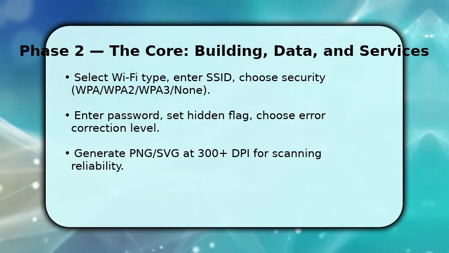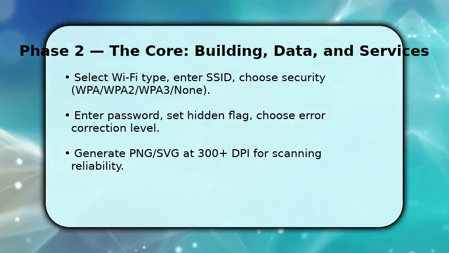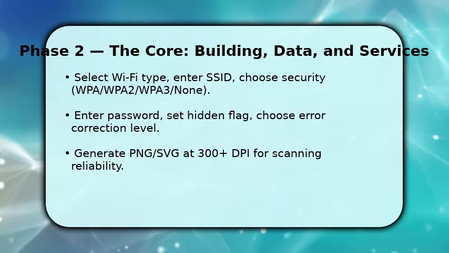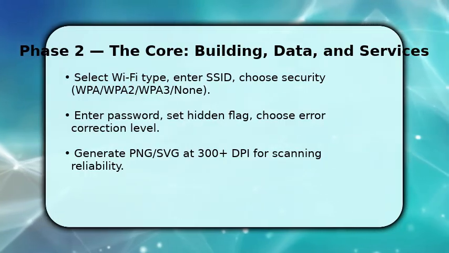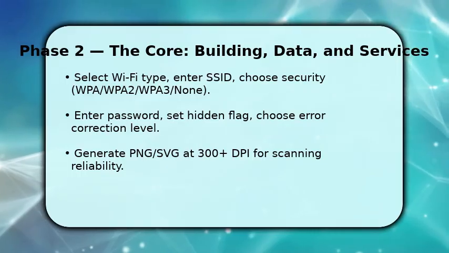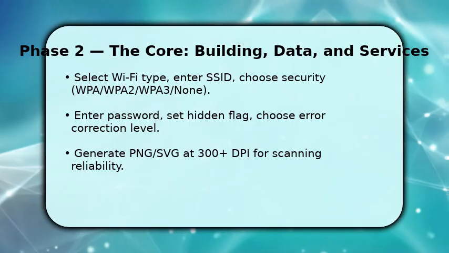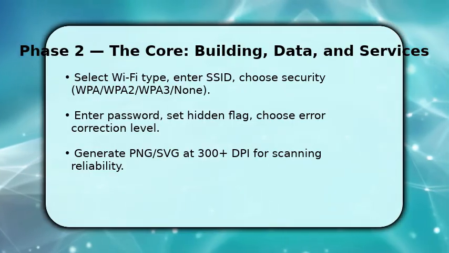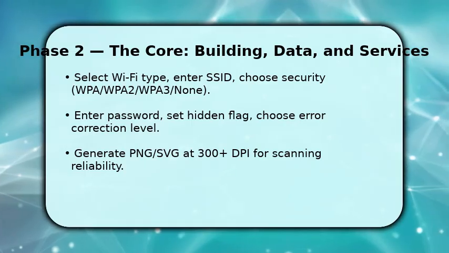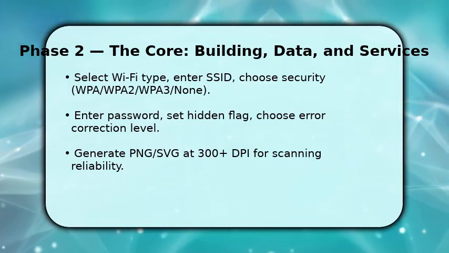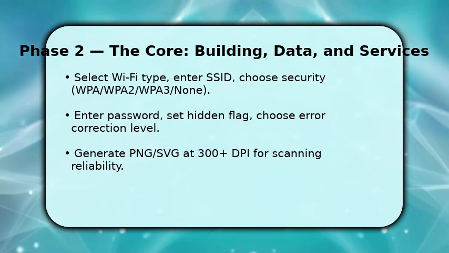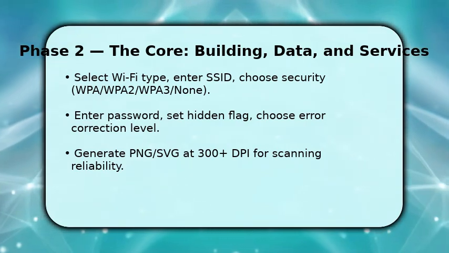You enter the password and set the security type, WPA2 for most networks, and mark hidden if the SSID is not broadcast. Then select a high error correction level and a 300 plus DPI output or vector SVG so scanners read it from a distance. Finally, click Generate and inspect the preview visually. Contrast matters. If it looks fuzzy, increase size or resolution.